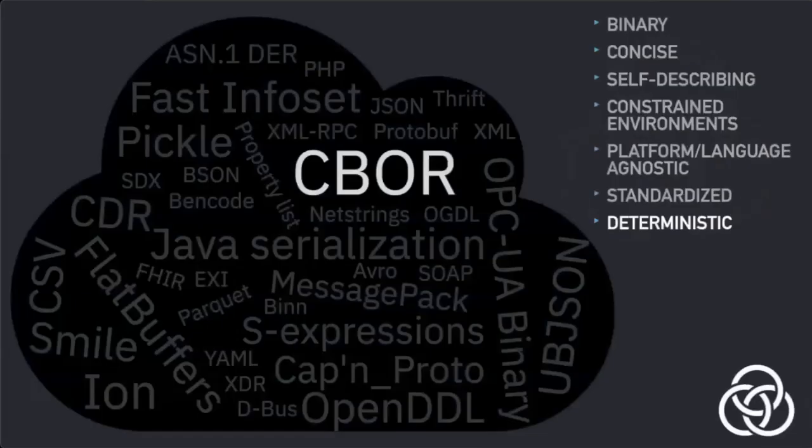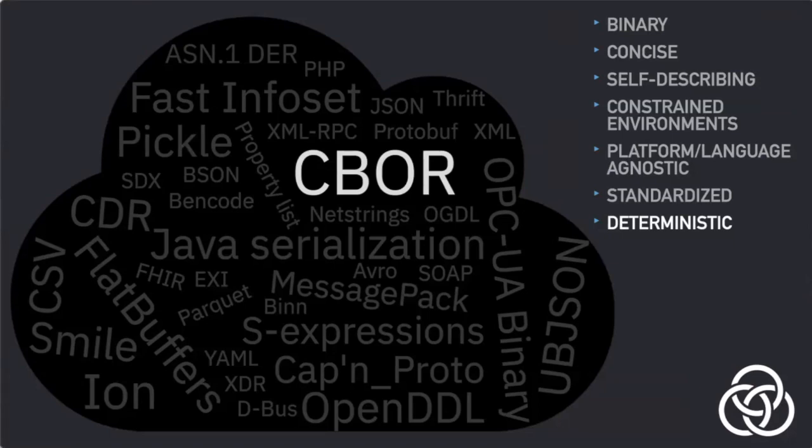So we chose CBOR out of quite a variety of contenders for our layer where we're doing encoding and serialization of binary structures. Because CBOR is binary, because it's concise, it encodes short structures very short. It doesn't take a lot of room. It's self-describing. It's very good in constrained environments like embedded systems, systems with resource constraints. It's platform and language agnostic. It's standardized via the IETF RFC. And it's deterministic. And we're going to be talking a lot about that particular aspect in this video.